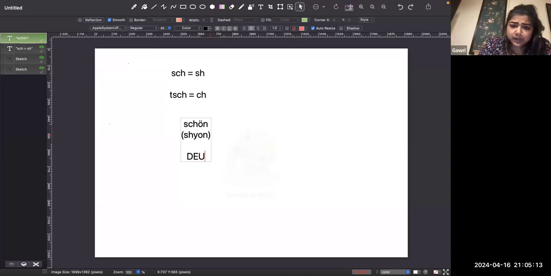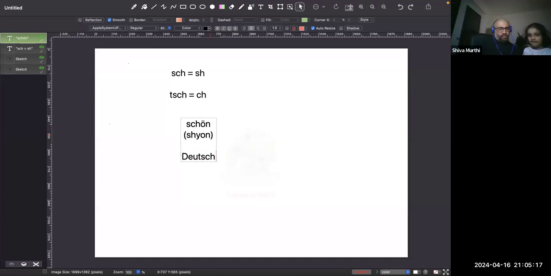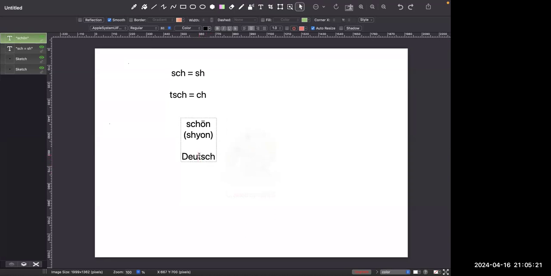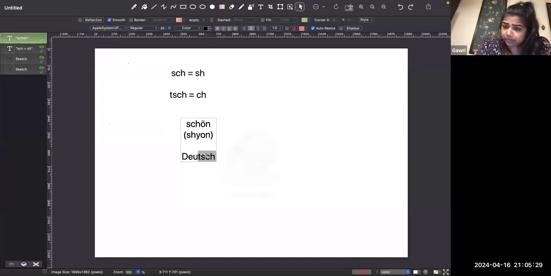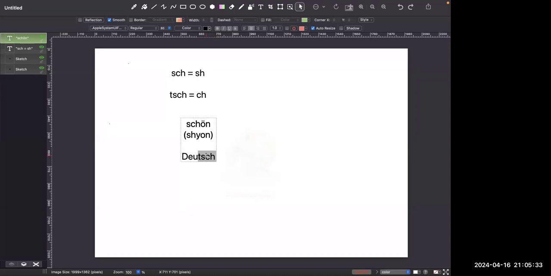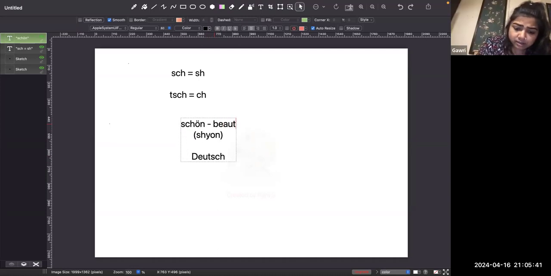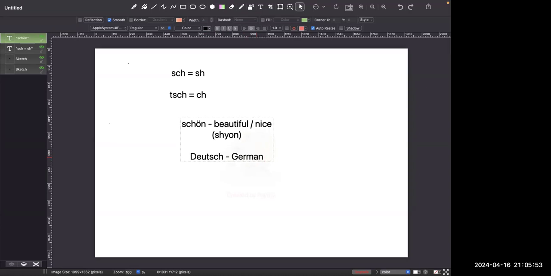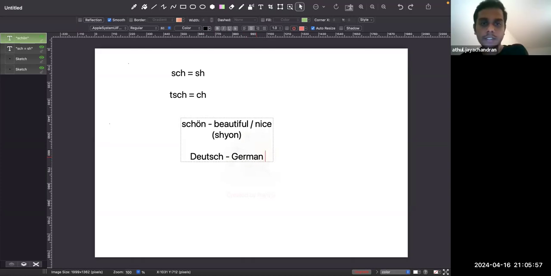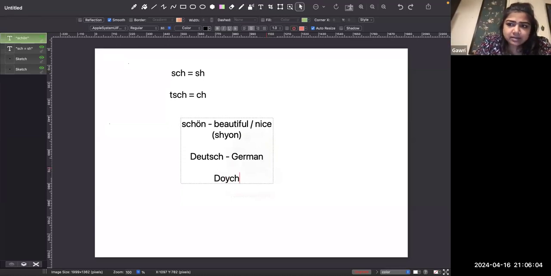And how would you pronounce this word? Deutsch. TSCH. How is TSCH pronounced? Deutsch. So let us write down the meanings. Schön means beautiful. It can also mean nice. And Deutsch, obviously, you know, means German. If you write Deutsch in English pronunciation, it would go DOYCH.